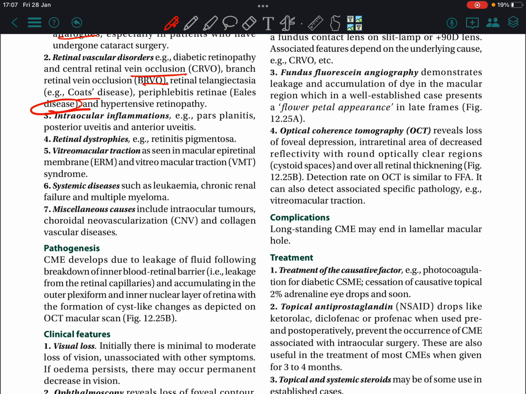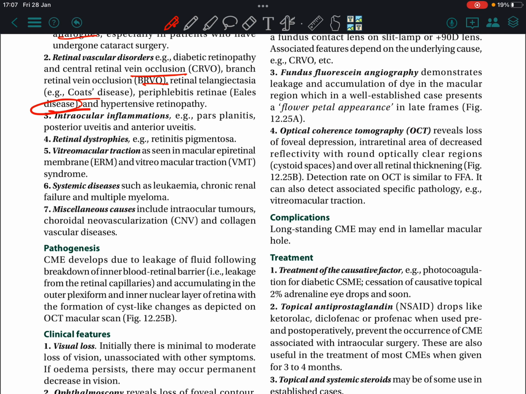Retinal vascular disorders, for example diabetic retinopathy, central retinal vein occlusion, branch retinal vein occlusion, retinal telangiectasia, Coats disease, Eales disease, hypertensive retinopathy. Intraocular inflammation: pars planitis, posterior uveitis, retinitis pigmentosa, macular epiretinal membrane, vitreomacular traction syndrome. Systemic diseases such as leukemia, chronic renal failure, multiple myeloma. Miscellaneous causes include intraocular tumor, choroidal neovascularization, collagen vascular disease.